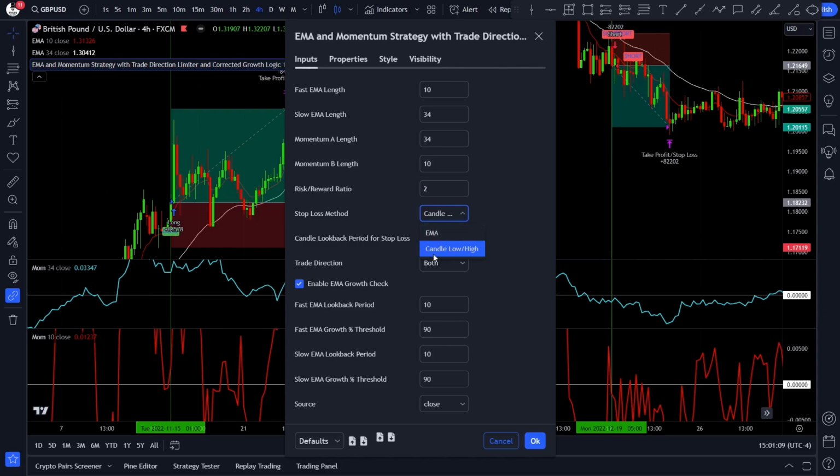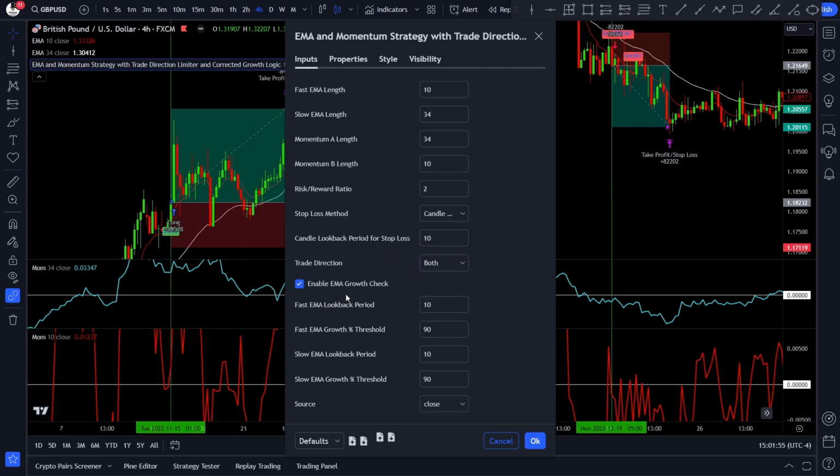The stop loss method is now set to candle, but you can switch to EMA. I found that generally the candle will work better. The stop loss is set to be based on candle low high, but you can switch it to EMA. I found that the candle low high slightly works better. For the stop loss lookback, I am using the 10 candle lookback, and the trade direction is set to both. You can also choose to limit it to longs only or shorts only.